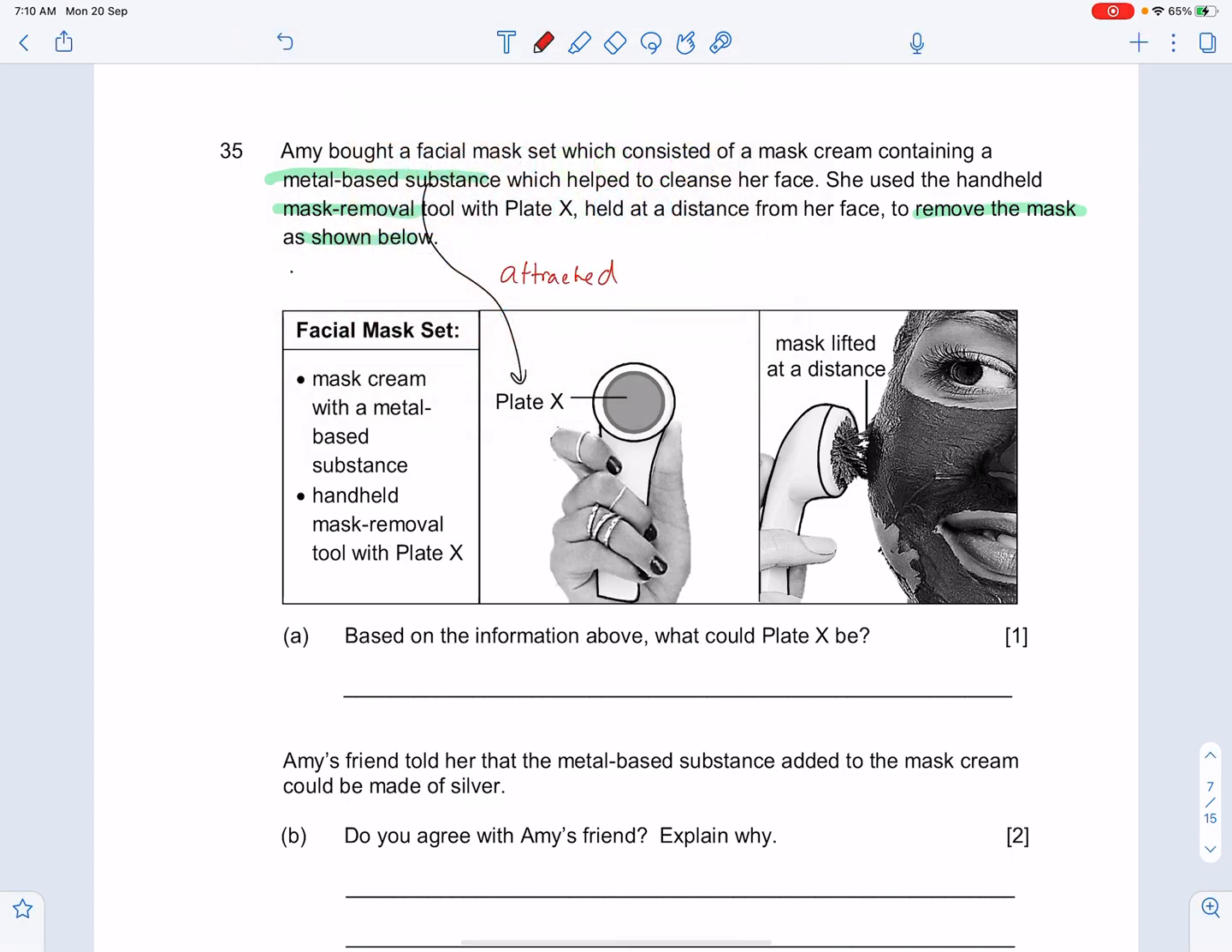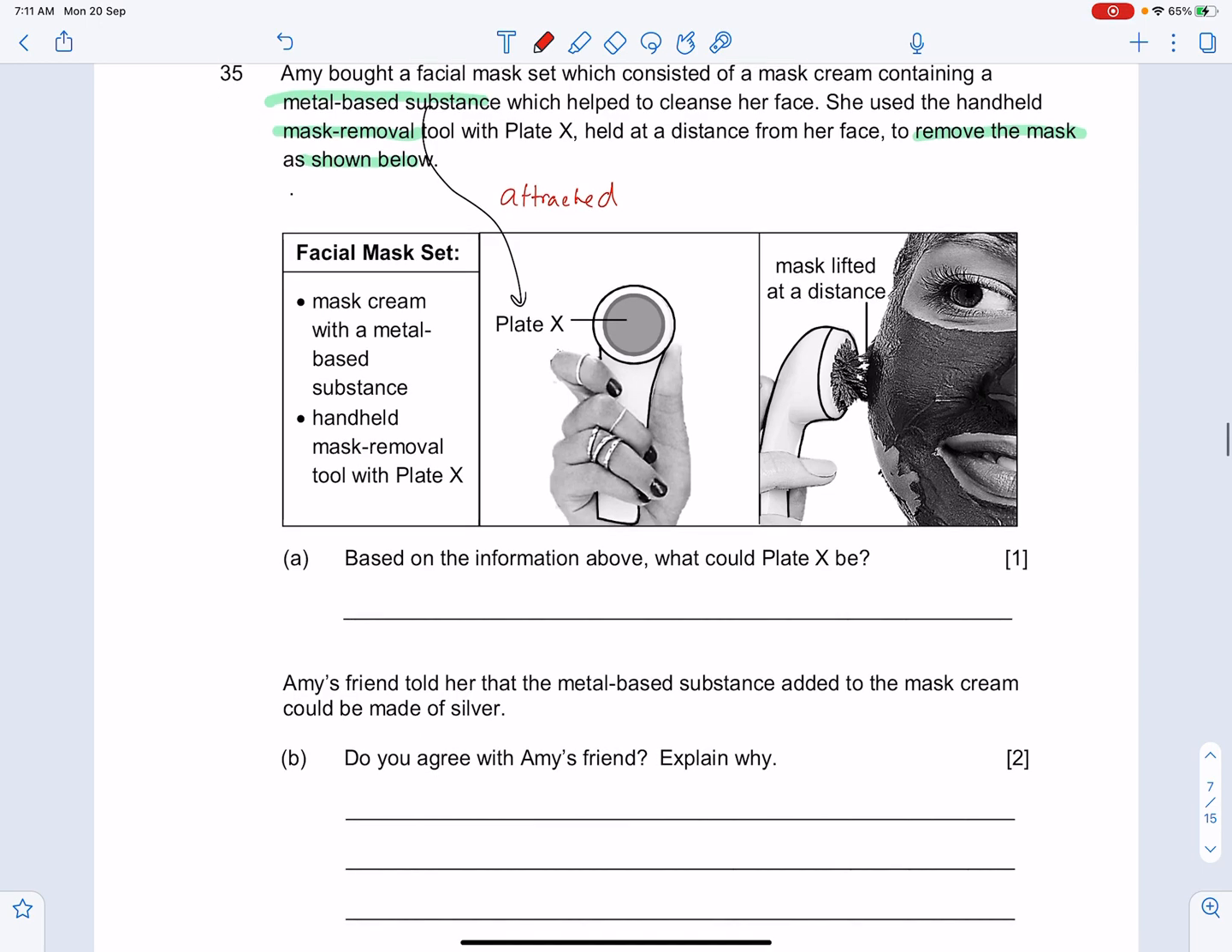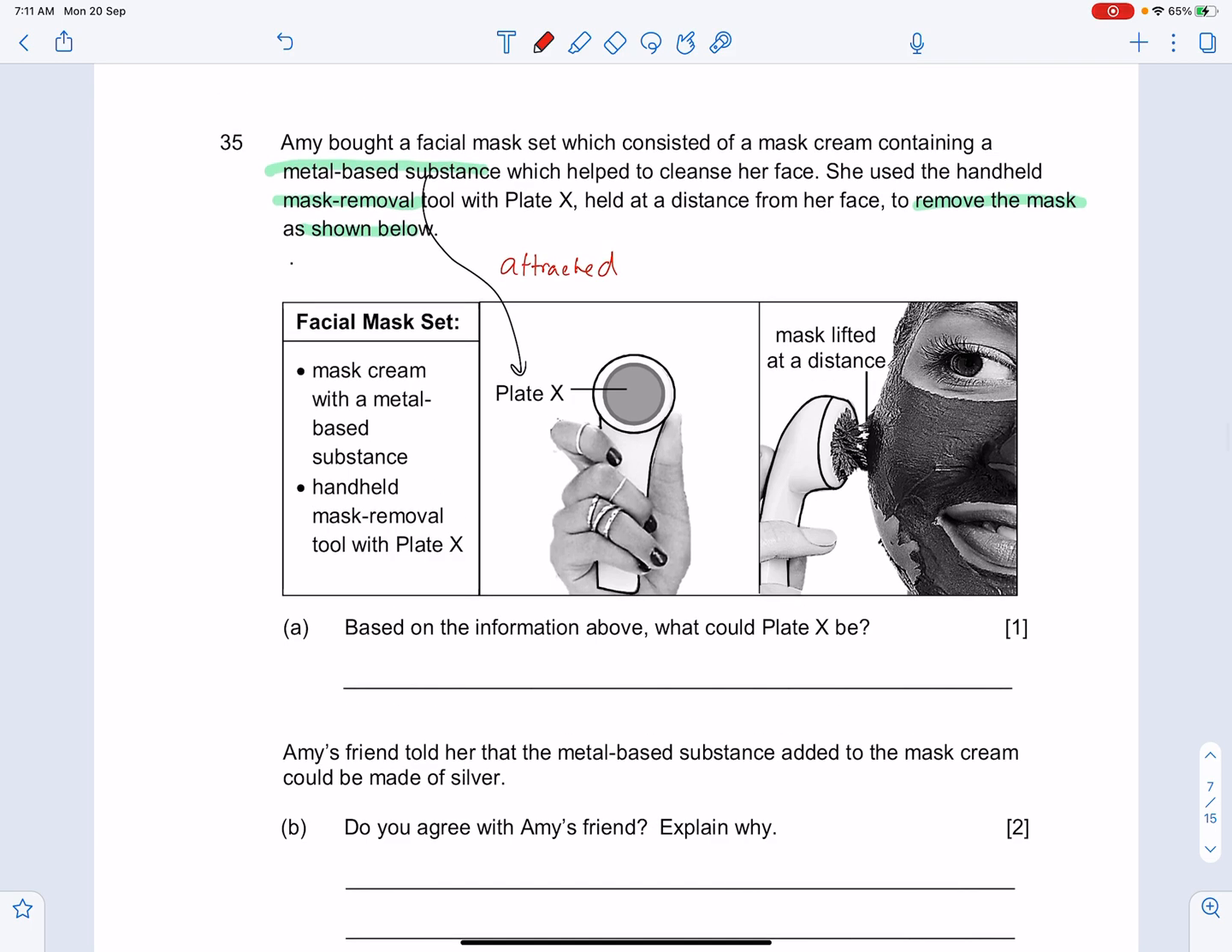So when you think back on your prior knowledge, what kind of metal substance would actually be attracted to another plate? Straight away, what should come to your mind is that your metal substance is probably a magnetic material. Because it's a magnetic material, your plate X most probably would be a magnet.